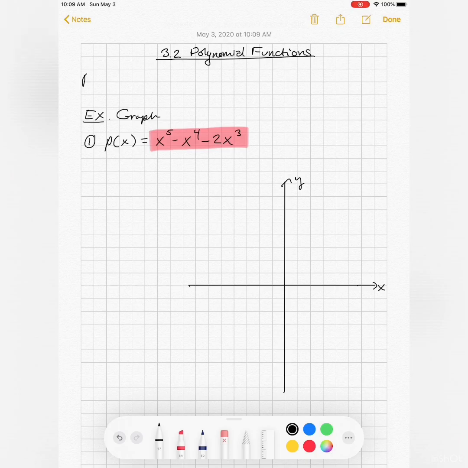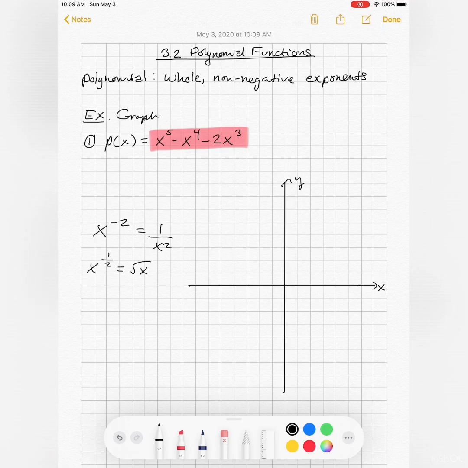So you'll notice that the polynomial has whole non-negative exponents. So the exponents are friendly. That's the way I think about it. I don't have negatives because if I had like x to the -2, I'd actually have a fraction. That's not a polynomial. I don't have fractions because actually those would be roots. Those are not polynomials. So I have whole non-negative exponents.